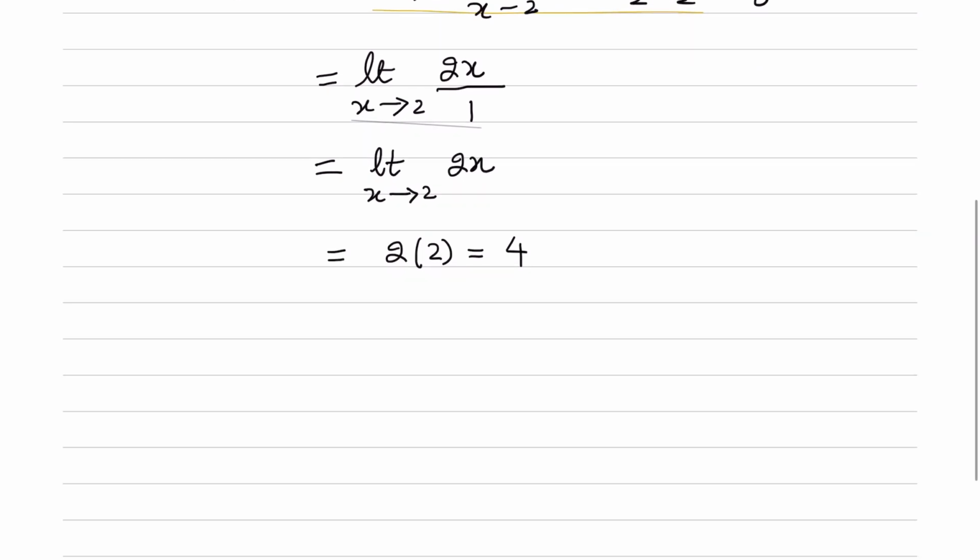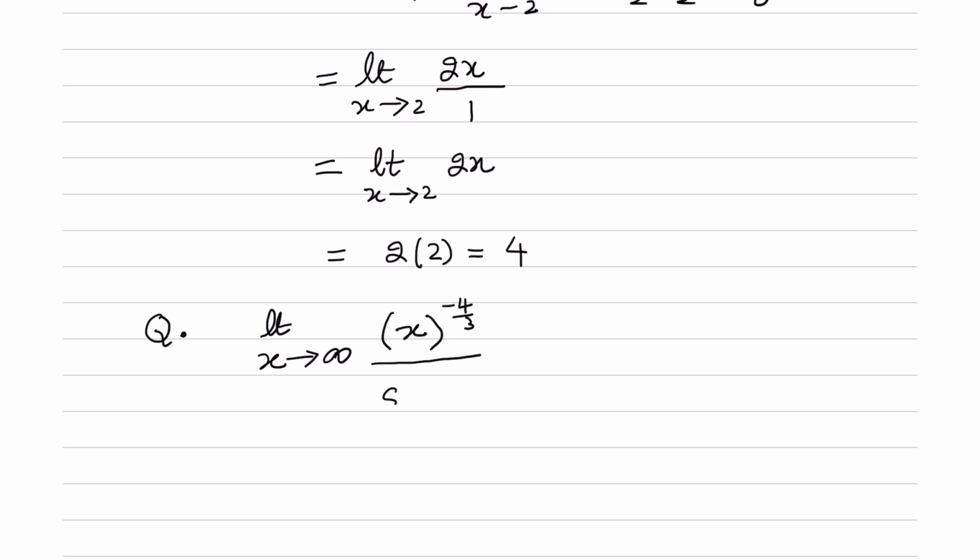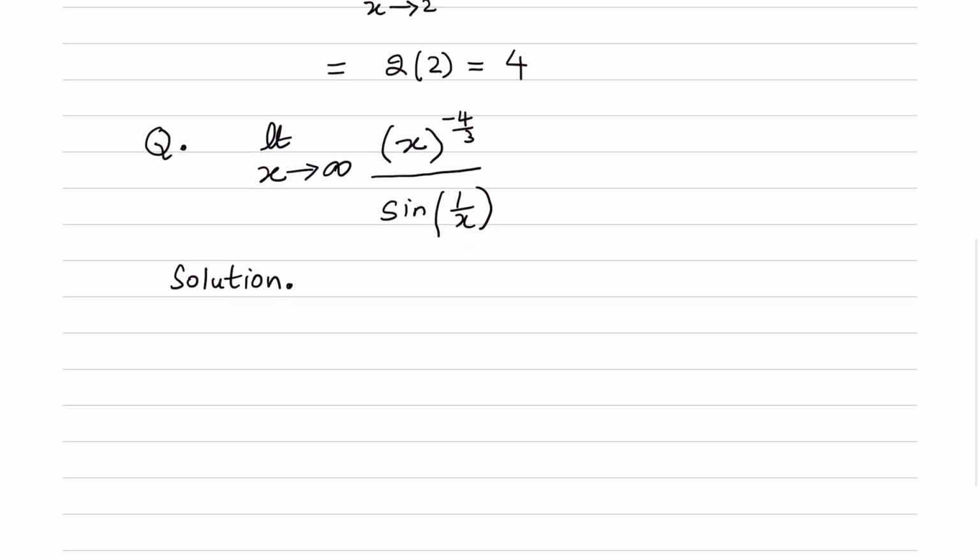Let's do another question. We have to find the limit when x is approaching infinity for the function x to power minus 4 by 3 divided by sine 1 over x. So it's a limit question. The first thing that you do in every limit question is you directly apply the limit. Don't simplify the expression at the moment. Just directly apply the limit and see what you get.